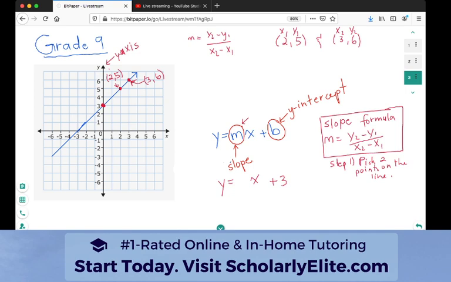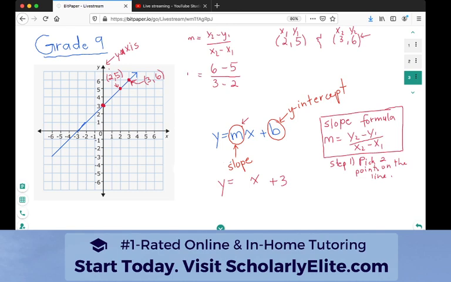So if we're looking at y2, we've got the number 6, and then that's going to be subtracted, we're going to subtract the number 5 because that's y1. So I'm hoping this is making sense for everybody. And then we've got x2, which is going to be 3, and we're going to subtract the number 2 because that's x1. Okay? So if anyone is confused by that, please let me know.